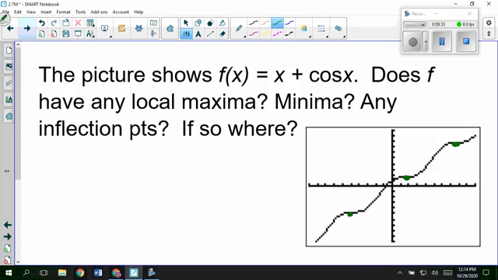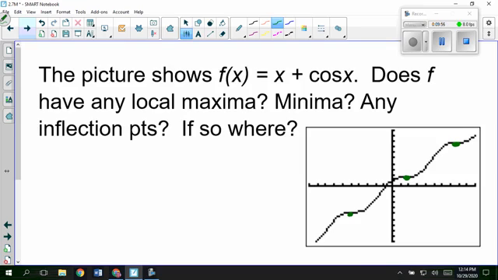Are there any inflection points? So is there some type of concavity where parts would switch from concave up to concave down? And if so, where are those? So we have some questions here that we're wondering about, and we're going to go ahead and use our calculus to prove whether those are mins and maxes or not.